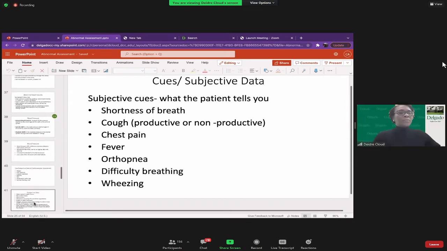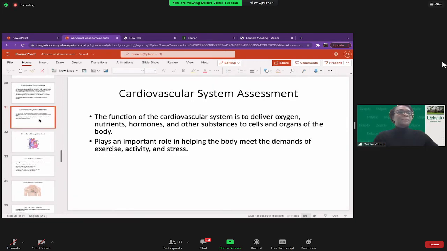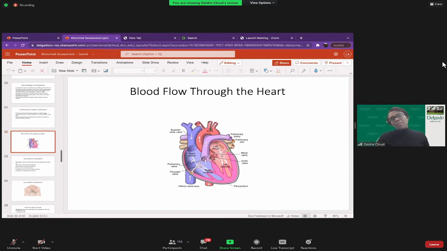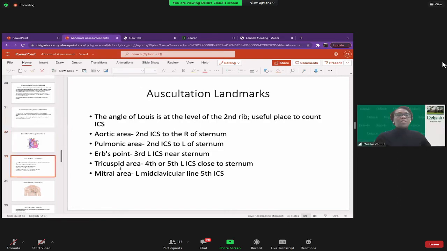So we are moving on to the cardiovascular system. We start with the function. It's to deliver oxygen, nutrients, hormones, and other substances to the cells and organs, and it plays an important role in helping the body meet demands of exercise, activity, and stress. So that is the function. And I have a little heart with the blood flow through the heart. You can see your ventricles, valves. All right, so let's talk about auscultations and landmarks.